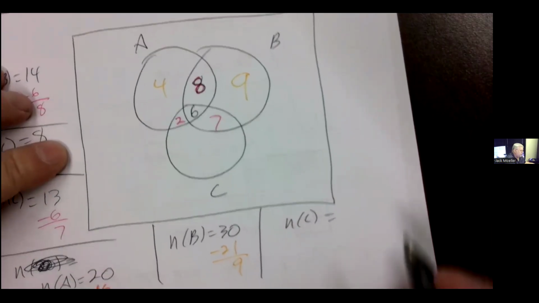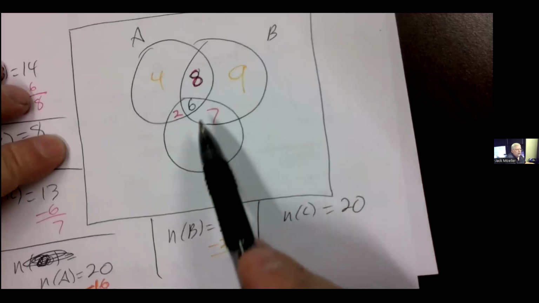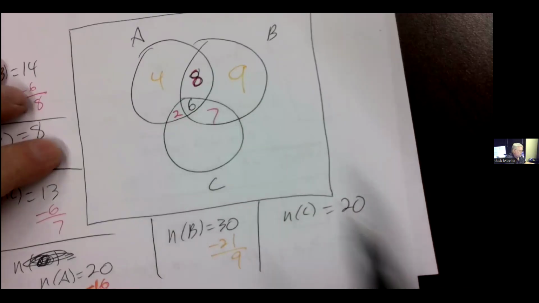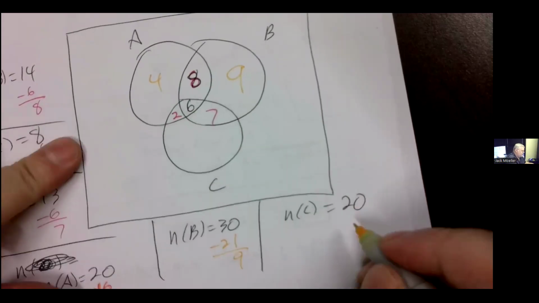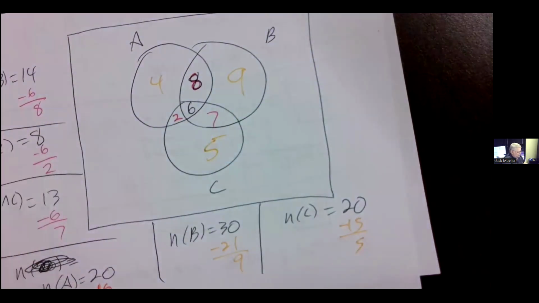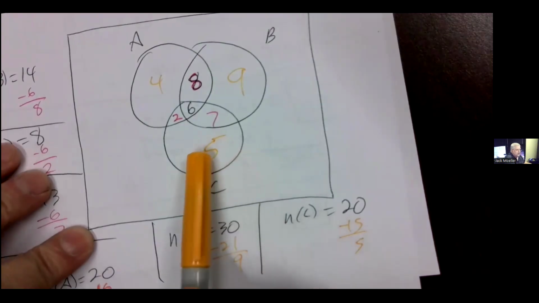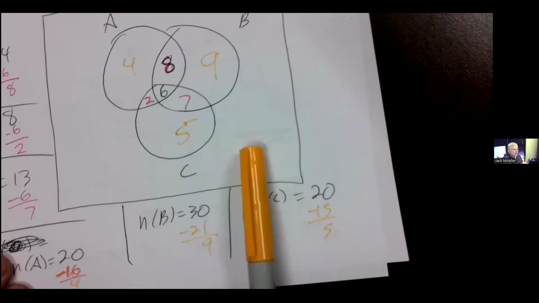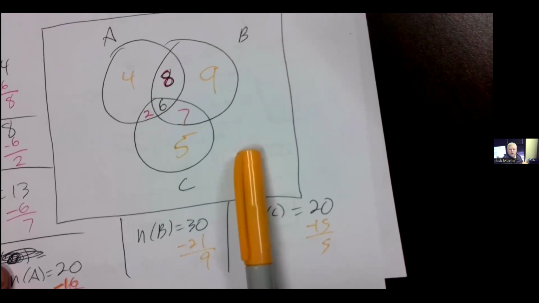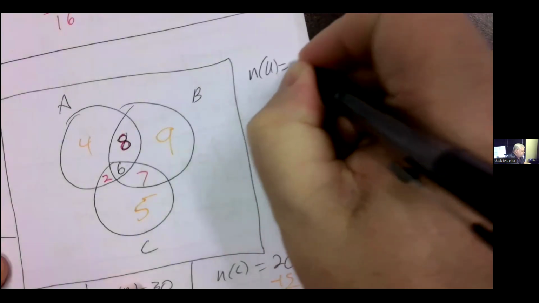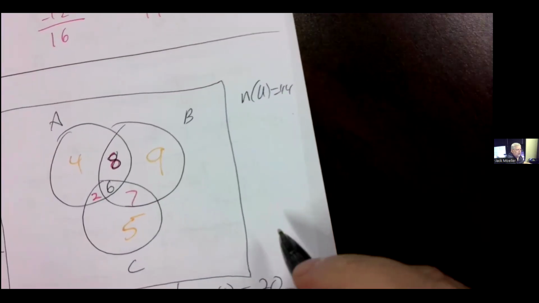C is 20. So in C, we've already accounted for 8 and 7 is 15. That's going to give us 5 left over. So there's 5 only in C, and then 20 total in C. And then typically the last number we get is the outside. We know the number in the universe is 44. And so how many have we accounted for?